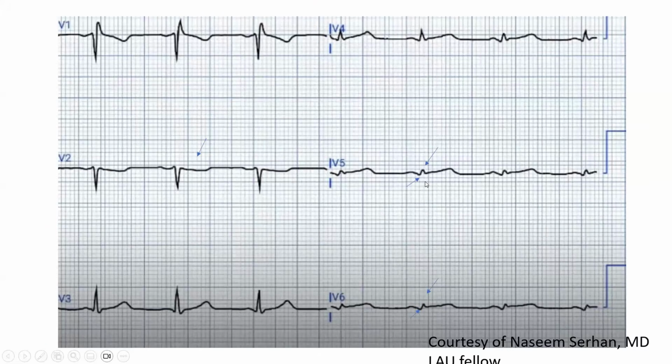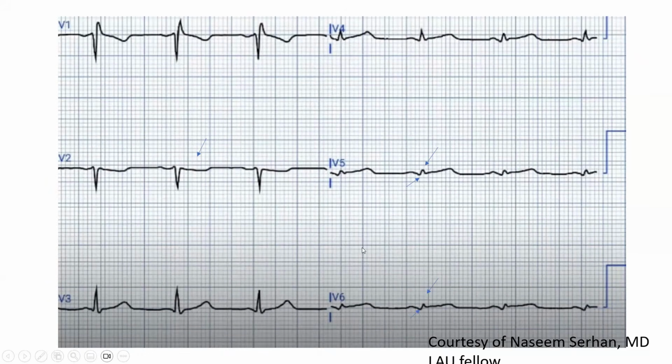You have a Q wave in V5, V6 that is small, but that is actually significant and pathologic because it's wider than one box. An abnormal Q wave is mainly defined by its width, more than one box. This is the case here.